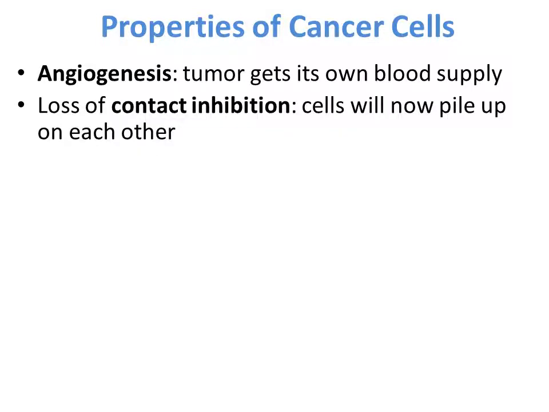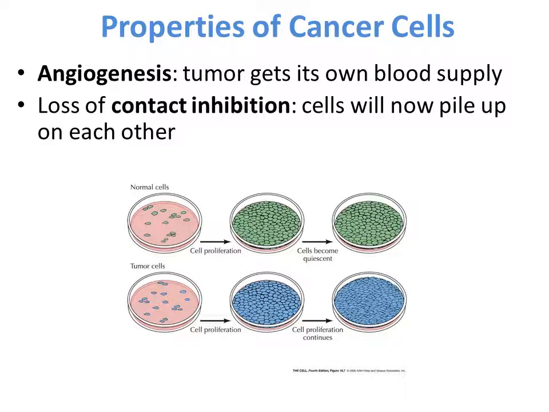A second property of cancer cells is that they lose their ability for contact inhibition. So normally, if you look at the top set of cells, cells will proliferate to a certain density, and then they'll stop growing. However, for tumor cells, they will proliferate, they will fill a dish, and then they actually start piling on top of one another. They don't get that signal that they're supposed to stop growing and that the space is full.